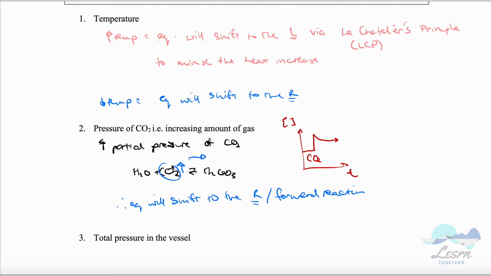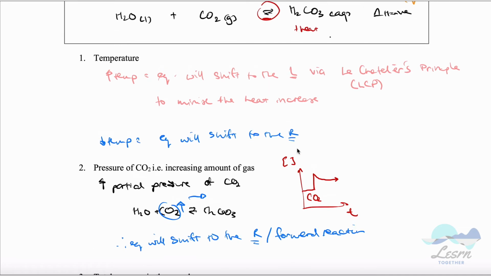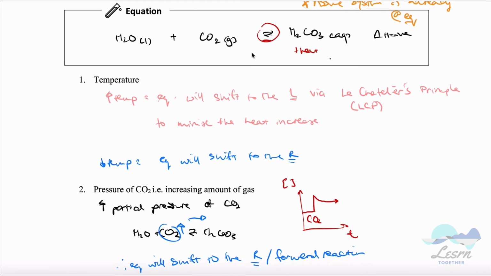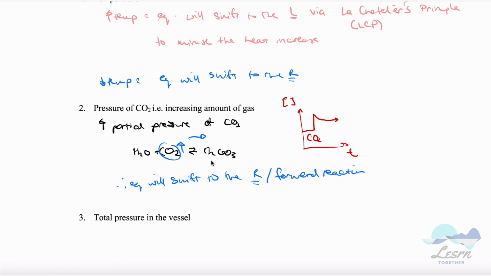So that's how pressure, or partial pressure more specifically, can influence the position of the equilibrium. If I increase the partial pressure of the CO2, it's going to shift to the right. In reverse, if I decrease the partial pressure of CO2, it's going to shift to the left. If I take CO2 out of the system, it's going to want to make up for that. So it's going to take some of this carbonic acid and break it down to form CO2 and H2O to make up for that. Okay? So that's partial pressure of CO2.